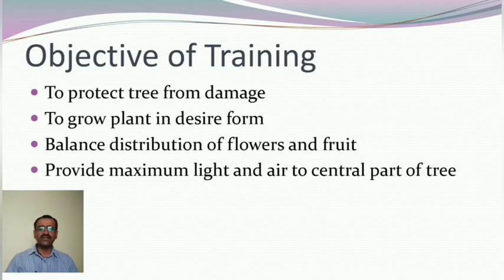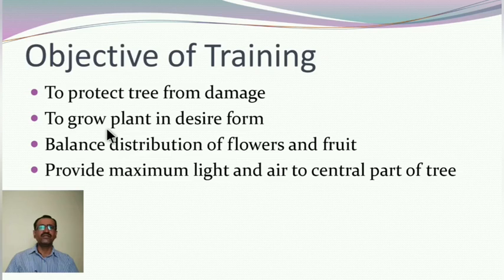That means in the young condition of the plant, and there are different objectives for training, of which the first one is to protect the tree from the damage caused by scorching of the sun or stormy wind. Due to that, the branches or the tree can be damaged.